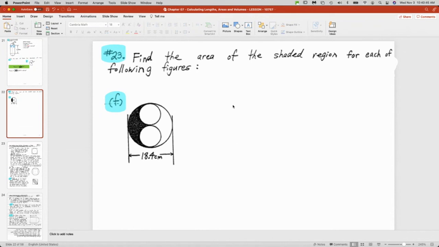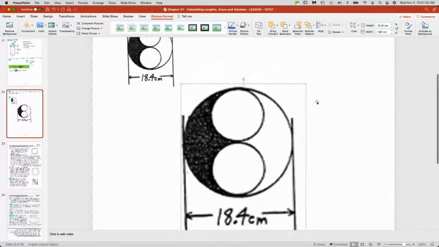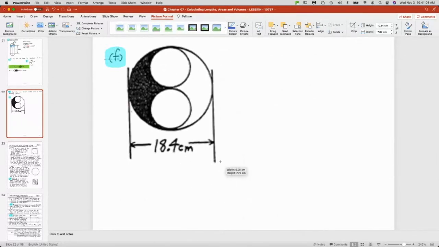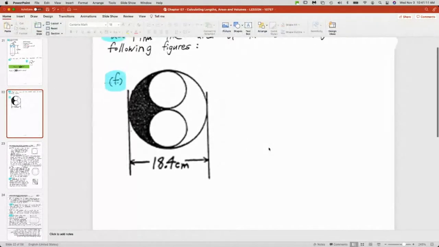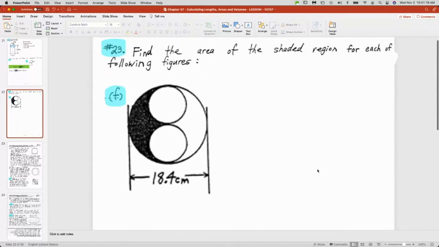Find the area of the shaded region. Wow, there's not a lot of writing there. Not a lot of numbers. What the heck's going on here, right? Let's zoom in on that thing. Okay. Find the area of the shaded region. What do you think? Let me know in the chat. What's your plan here?